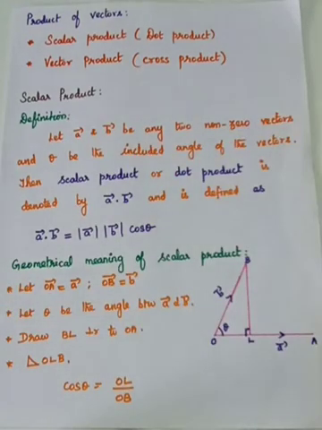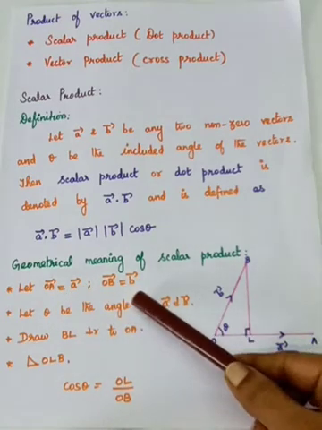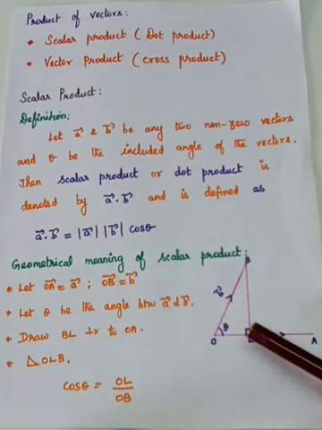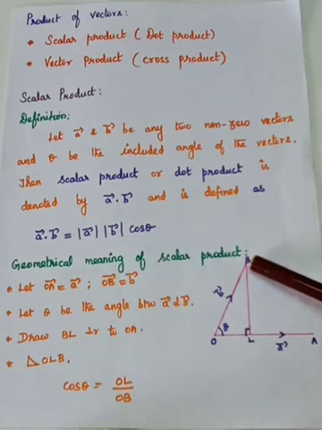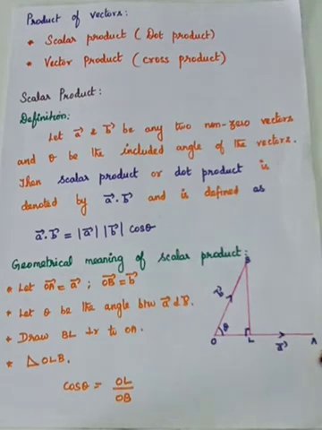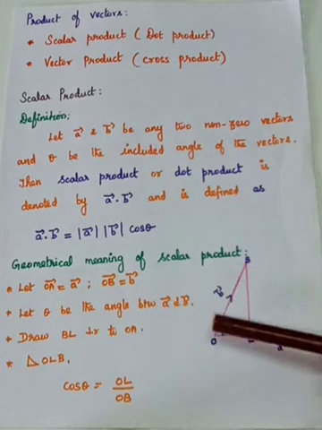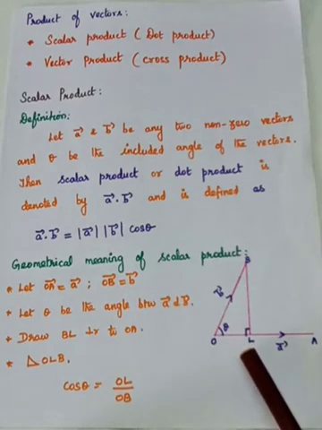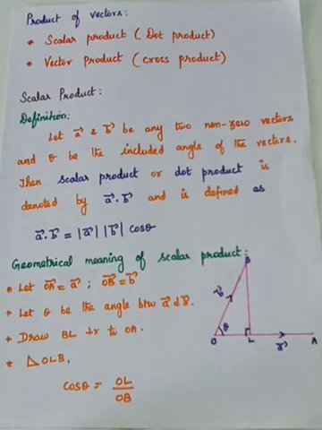Next, the geometrical meaning of the scalar product. Geometrically, what is the meaning of the scalar product? Here we have taken two vectors, A vector and B vector. OA vector is A vector and OB vector is B vector. Theta is the angle between A vector and B vector. From B, you draw the perpendicular BL to OA. This OL is nothing but the projection of B vector on A vector. If you place B vector on A vector, that is the projection of B vector on A vector. So this OL represents the projection of B vector on A vector.